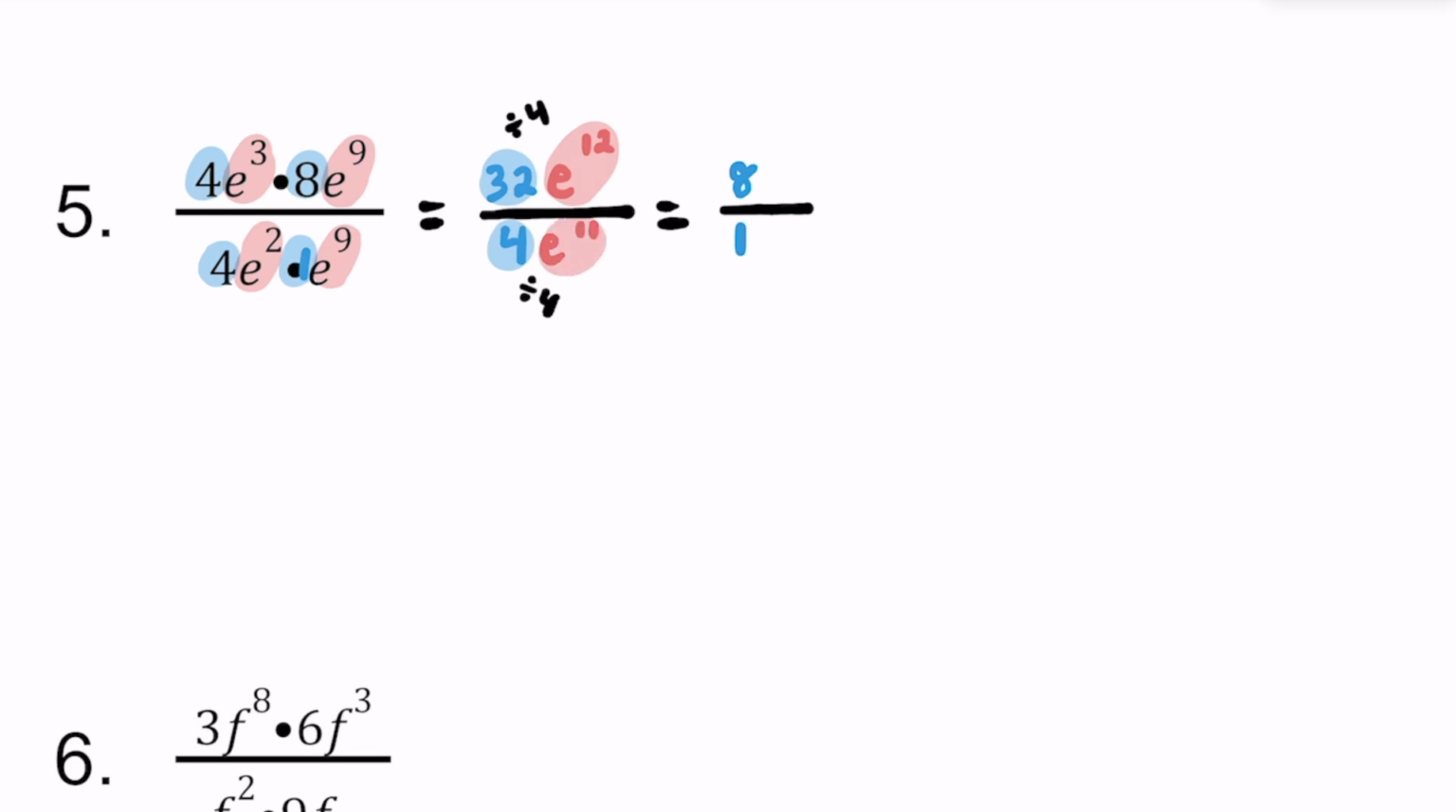e to the 12th divided by e to the 11th, using that quotient property. 12 minus 11 is going to be 1. So it's going to be e to the 1st power. Now what's a more simple way to write this? Well, 8 divided by 1 is just 8. So we can just say this is going to be 8e. And this would be our most simplified expression.